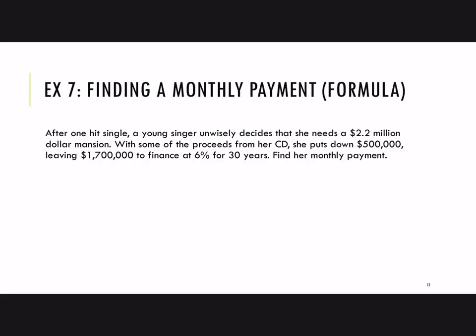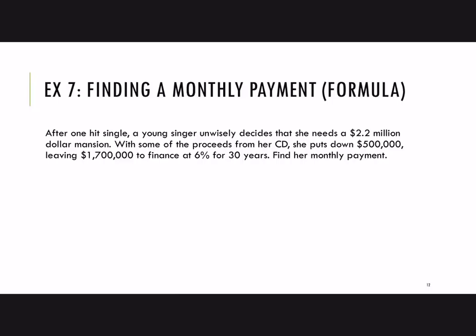Alright, so let's try an example. Let's use this formula to find the monthly payment for a young singer who, after a one-hit single, decided that she needed a $2.2 million mansion. She put $500,000 down and financed $1.7 million at 6% for 30 years. Find her monthly payment.